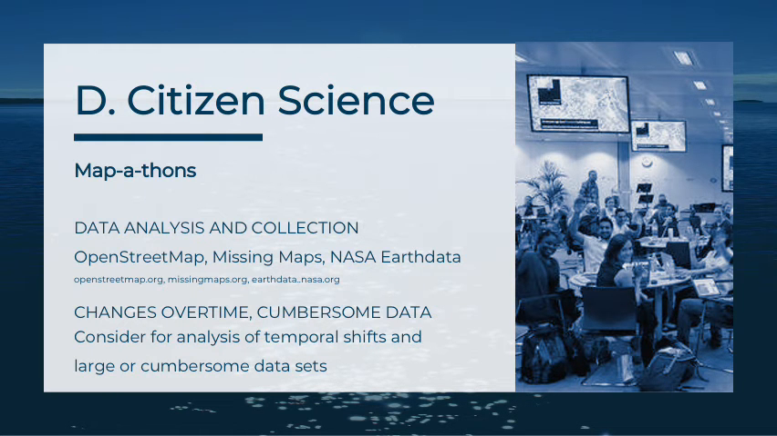One other element to think about is to consider whether or not you'd like to use citizen science. There are a number of platforms and a lot of mappers that participate within the context of volunteer mapping with OpenStreetMaps, Missing Maps. And this can be really useful to look at changes over time and for cumbersome data sets.